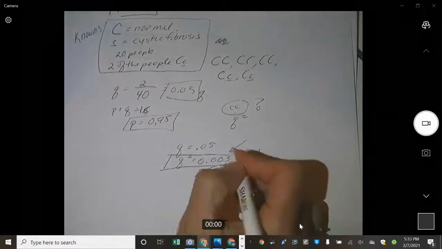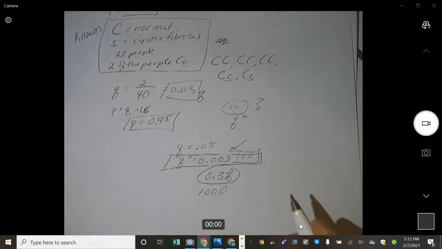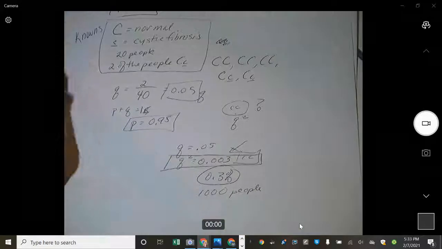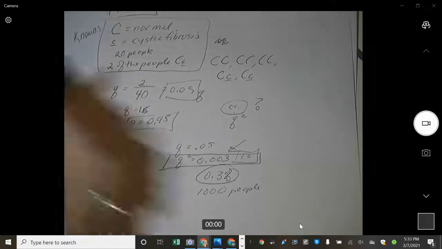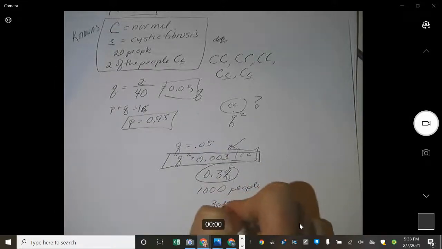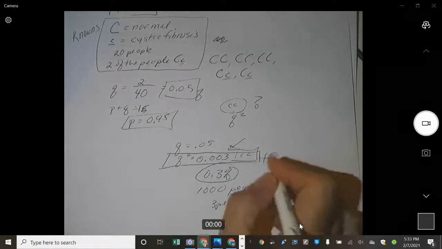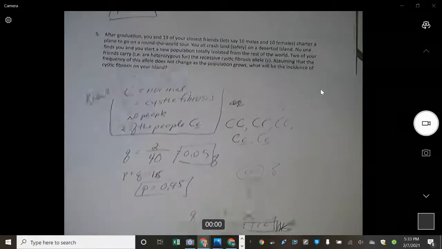But just to give you the idea of what this means, let's say someone came back a long, long time from now and there are actually 1,000 people. How many people would have cystic fibrosis? So it's going to be 0.003 times 1,000 people. That means there are going to be 3 people with little c, with cystic fibrosis. Make sense? You just don't see it now because there's so few people. Okay, next question.